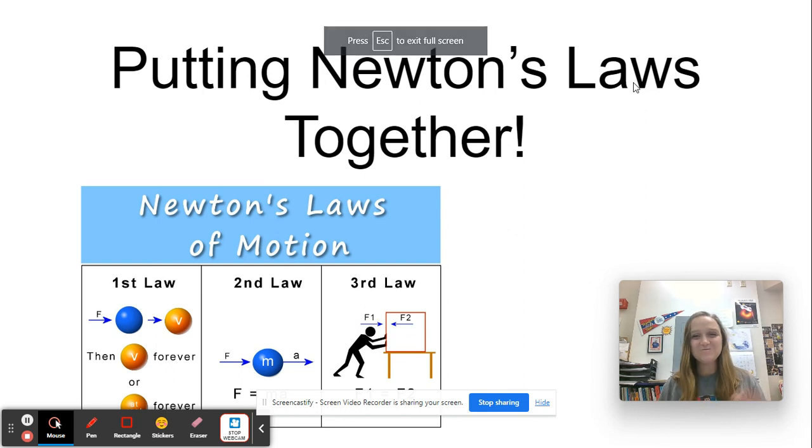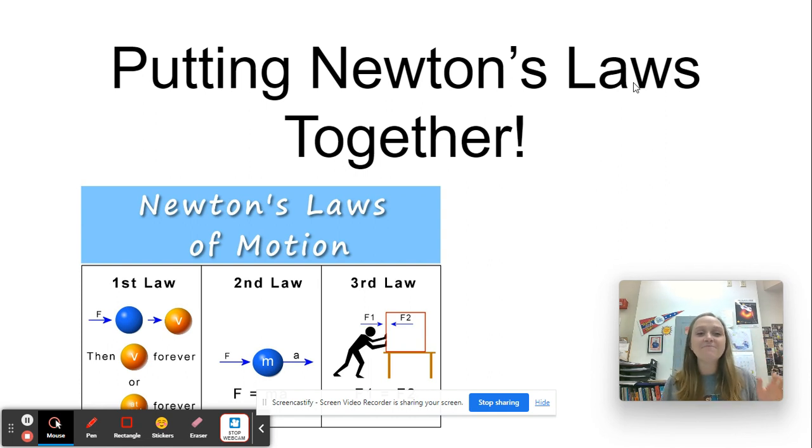All right, everyone, this is where we wrap up everything we've talked about this entire unit. So we're going to put together Newton's three laws. So the first law, again, an object in motion will stay in motion. If an object is moving, it is going to keep moving until something stops it. If an object is stopped, it is going to stay stopped until something starts moving it.